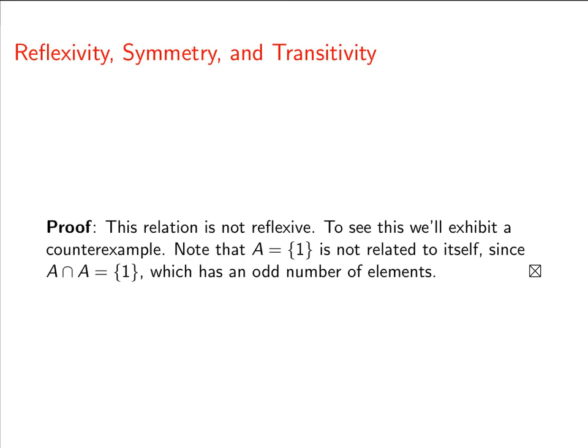A, which is the set containing just 1, is not related to itself because A intersect A is just the set containing 1. That has an odd number of elements. And that's it. We've just shown that this relation is not reflexive by exhibiting a counterexample.